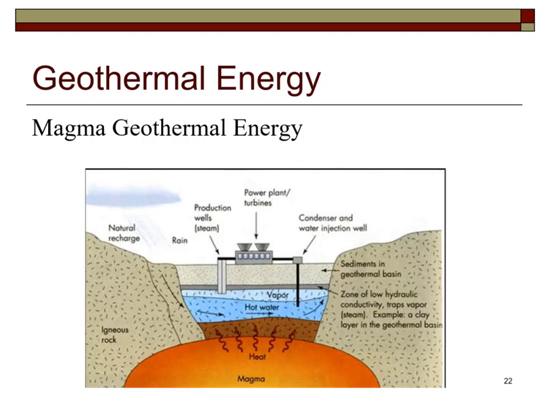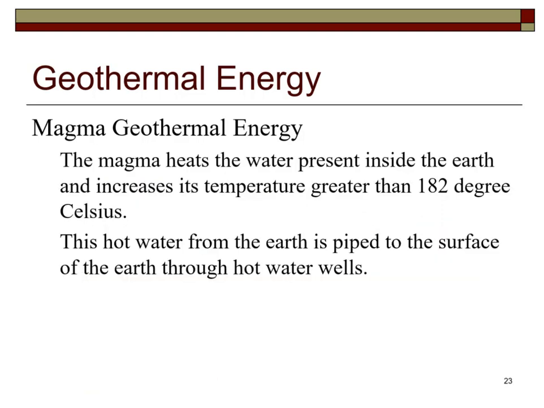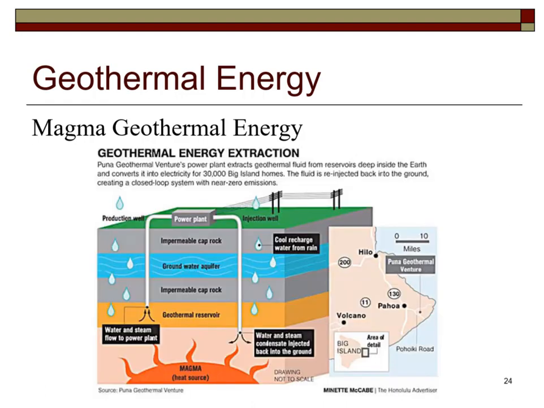A magma geothermal resource is shown here. The magma heats the water present inside the Earth and increases its temperature to greater than 182 degrees Celsius. This hot water from the Earth is piped to the surface through hot water wells. This depicts a power plant arrangement to recover energy from a magma geothermal reservoir.